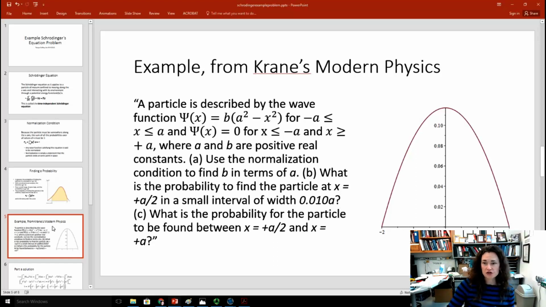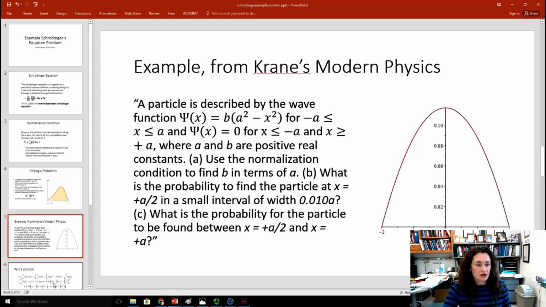All right, so first, I wanted to go ahead and show you what this wave function looks like. Basically, b times (a squared minus x squared) for a and b positive and real is going to look like an inverted parabola offset from 0, as is pictured here. And the parabola is going to go to 0 at some point. Here I selected the absolute value of a equal to 2. And then outside of that range, the wave function is going to be 0. So it will go to 0 below minus a and above plus a. So that's our wave function.